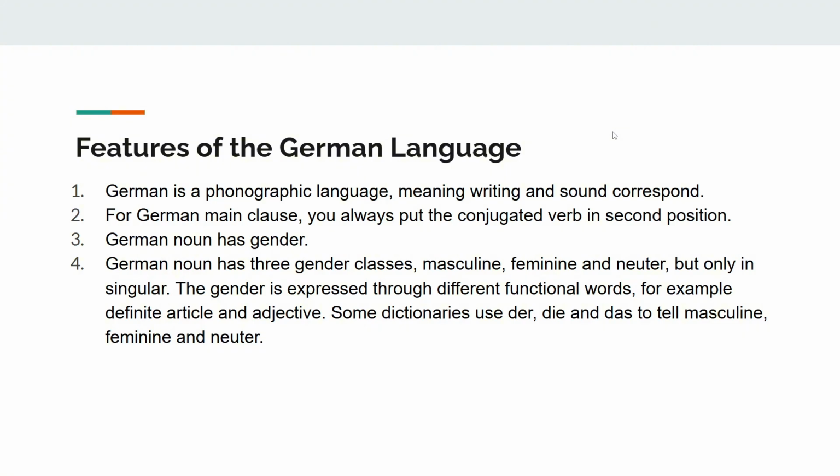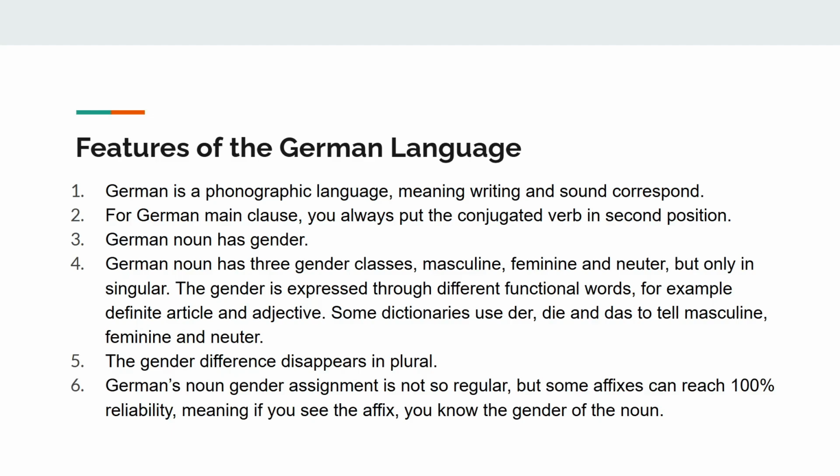Some dictionaries use der, die, das, so basically the definite article to tell the gender, masculine, feminine, and neuter respectively. So fifth, the gender difference disappears in plural. And sixth, German's noun gender assignment is not so regular, but some affix can reach a reliability of 100%. This means when you see an affix, you can sort of know the gender of the noun. And seven, the plural form building in German is not so regular either. With this knowledge in our mind, we can now go back to the game, and I will show you the deficits I found. Well, there are at least deficits in my opinion.